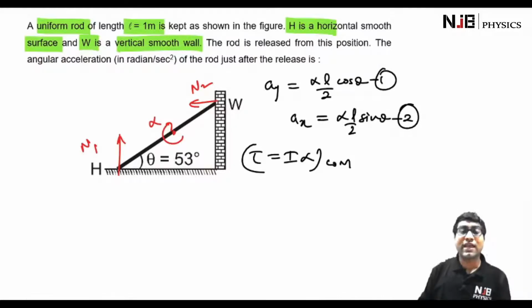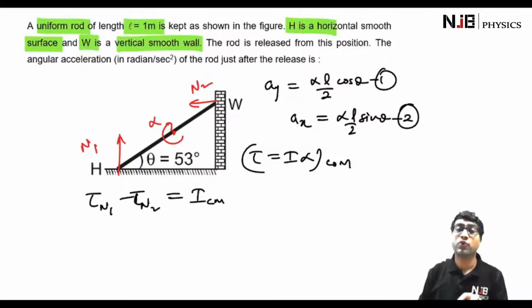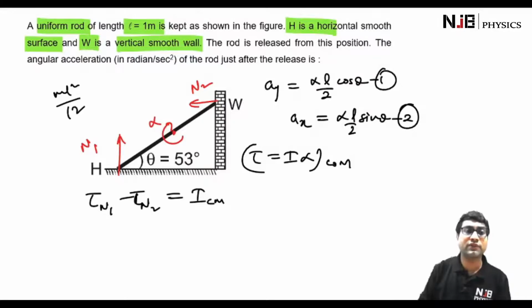So now you can see that the torque will be only due to N1 and N2. And the torque of N1 will be in the direction of alpha, and the torque of N2 is going to oppose it. So we have to write the equation like this: torque due to N1 minus torque due to N2 is equal to I, which is moment of inertia about the axis of rotation passing through center of mass, which we already know is equal to ml square divided by 12. So the equation becomes net torque equal to ICM times alpha.